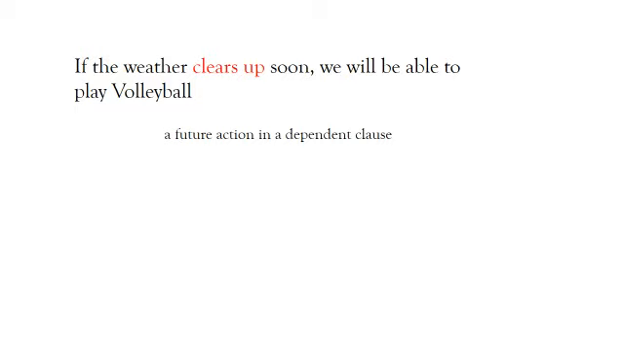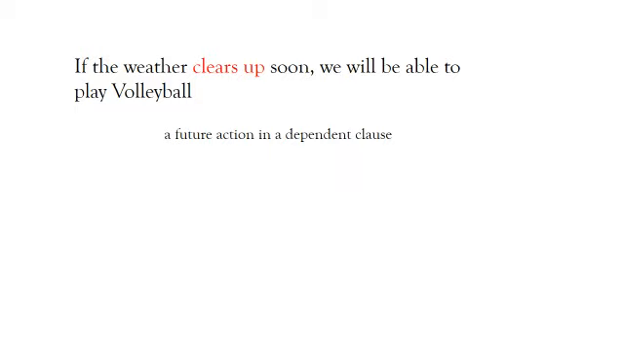Now this sentence is made up of two clauses. The first one is what you call a dependent clause. The second one is an independent clause. So if the weather clears up soon is a dependent clause. Why is it a dependent clause? It has the form of a sentence, but it needs the second clause to function meaningfully. In other words, you can't just say, if the weather clears up soon. That's not a sentence in itself. It has the appearance of a sentence, but it's incomplete. And that's why we call it a dependent clause.